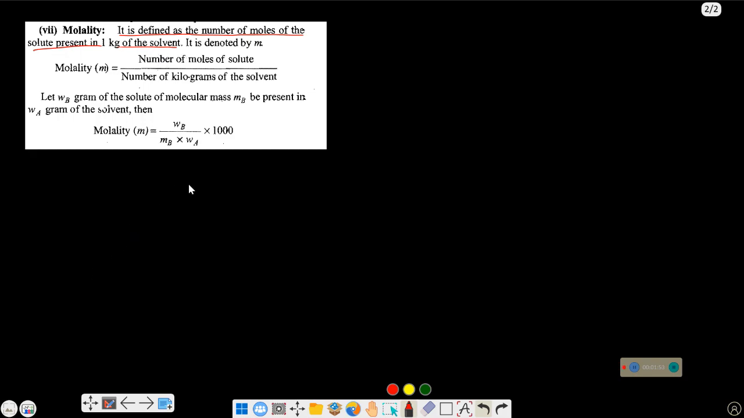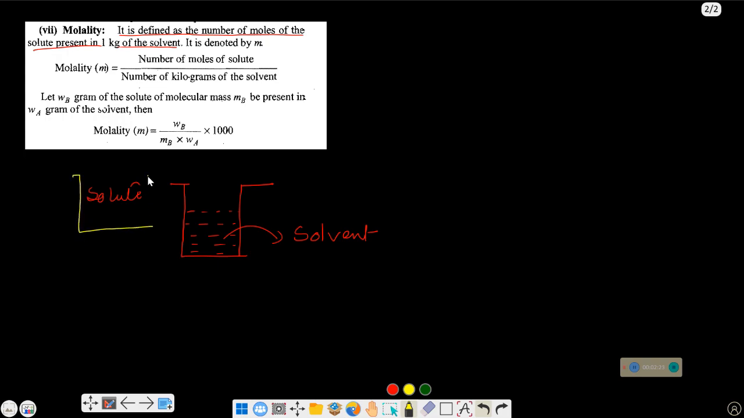Suppose we have, this is our, suppose this is our solvent. Okay, let me take it as solvent, and we have some solute here. Okay, some solute here. Now what is it saying? So here it is solute, this is your solute.